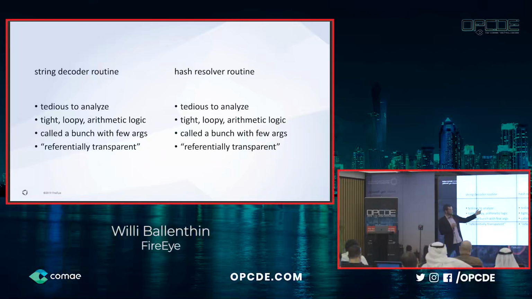What isn't yet a solved problem is this automated hash resolving. I still have to do this manually every time. What's interesting to me, though, is that these two problems are very similar. Both of them are super tedious to do. They involve routines that have a lot of looping. They look kind of unusual. They look like encryption routines. That means I can usually automatically identify them. And they're also typically referentially transparent, which is just a nice computer science-y way of saying they're easy to understand.